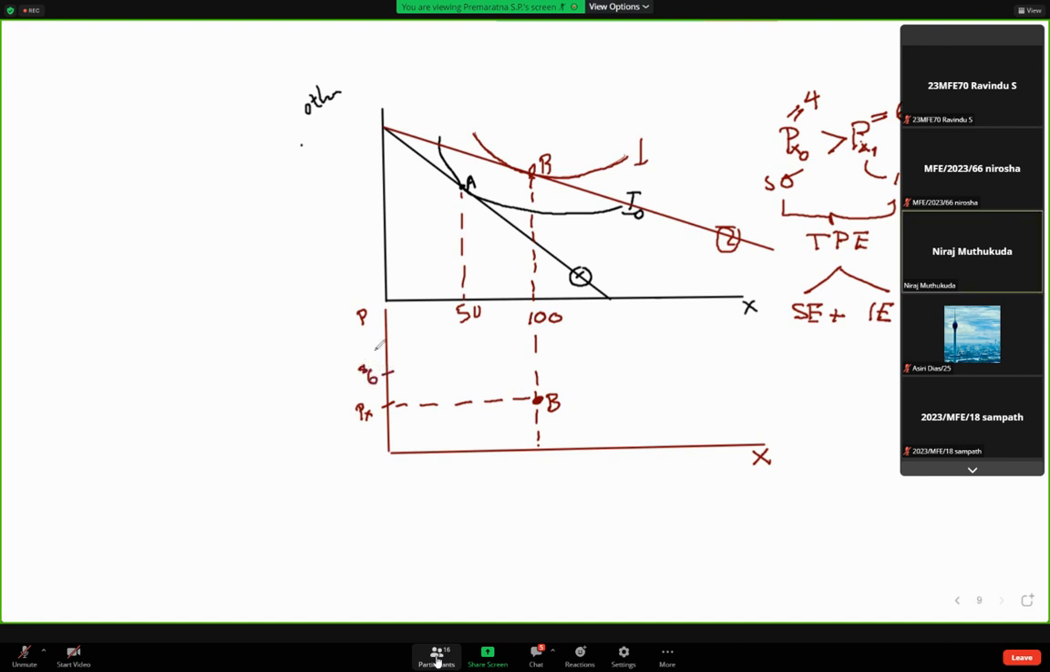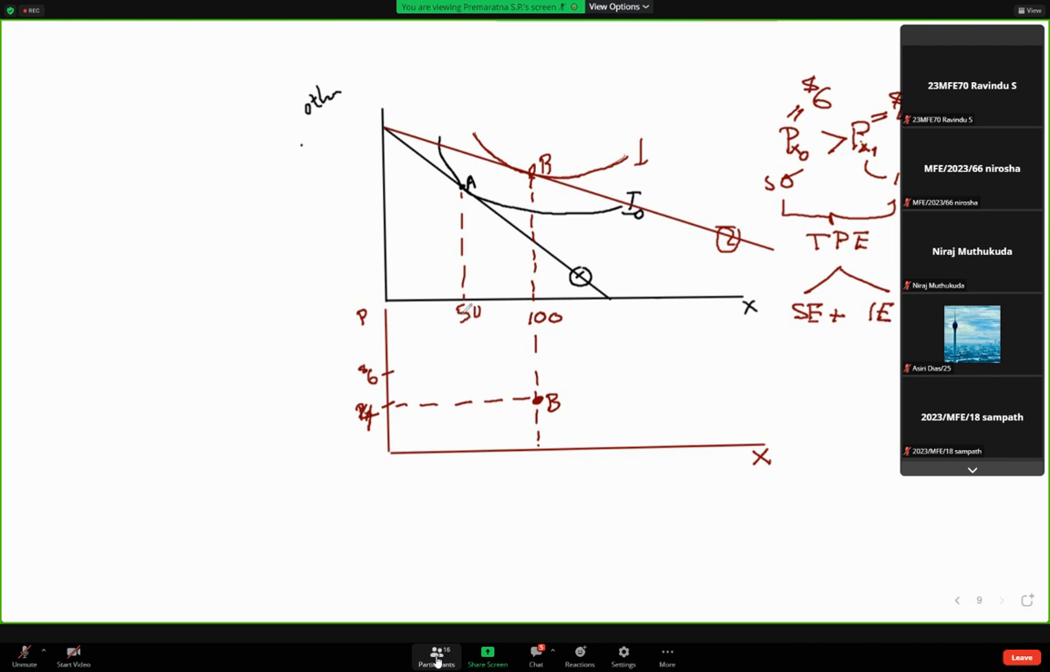Professor, PX0 is larger than PX1, right? Oh, sorry. Yeah, this is the $4. With the price, it has to be $4. $4 is $6. Thanks.